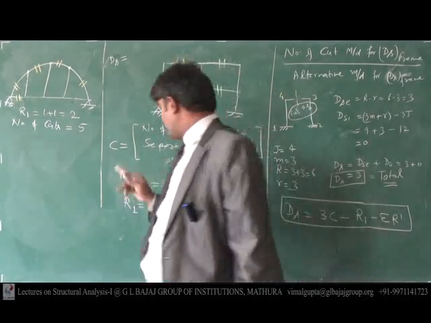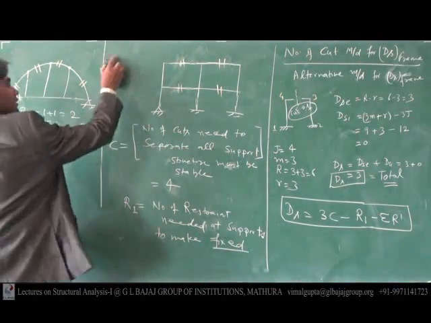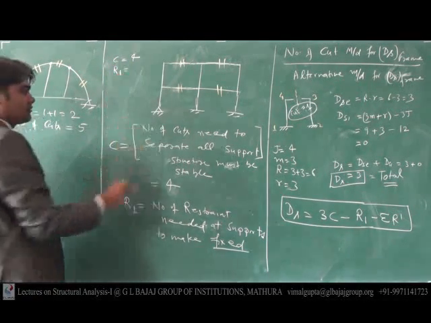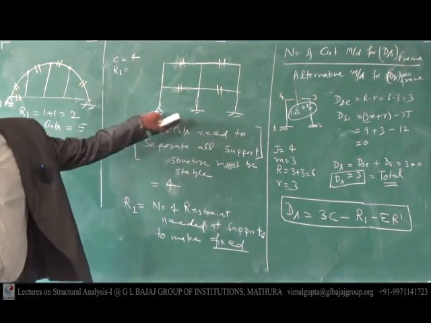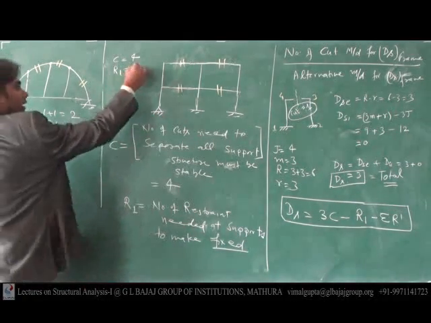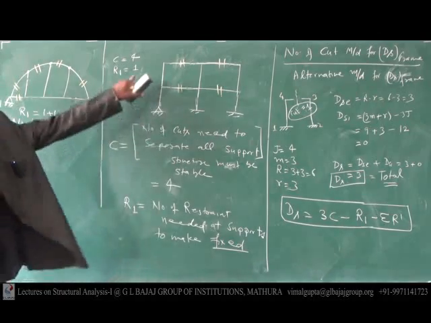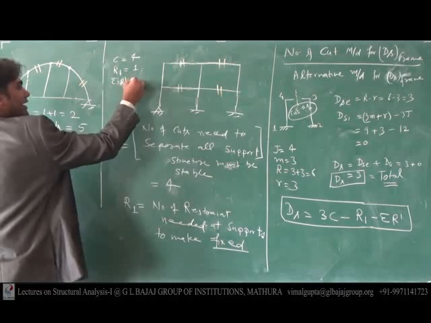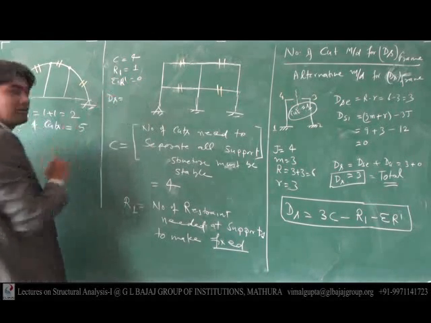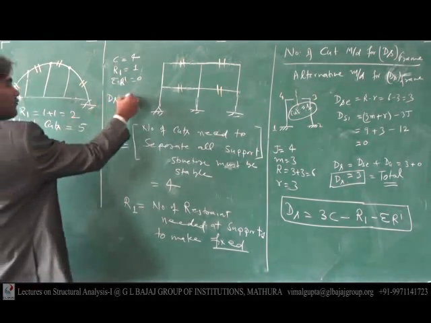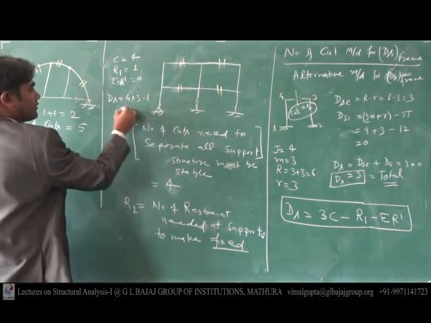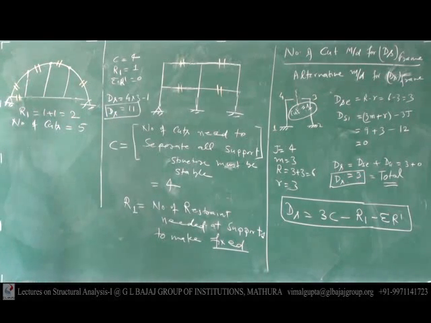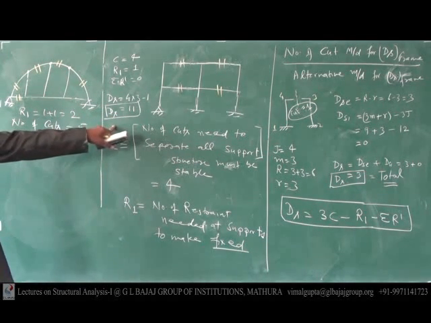Here, what will be the value of C? The value of C is 4. The number of R1 is only 1 for that case. And the internal hinges, summation of R dash, is 0. Therefore the value of DS is 4 into 3 minus 1, which is 11. The value of DS is 11.